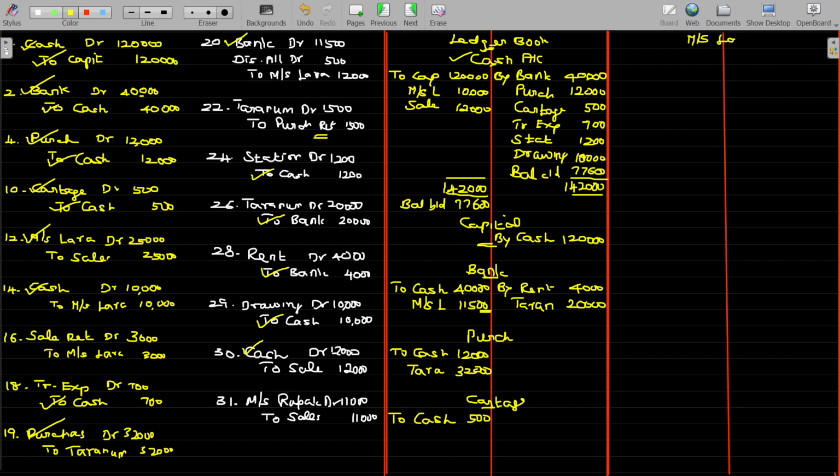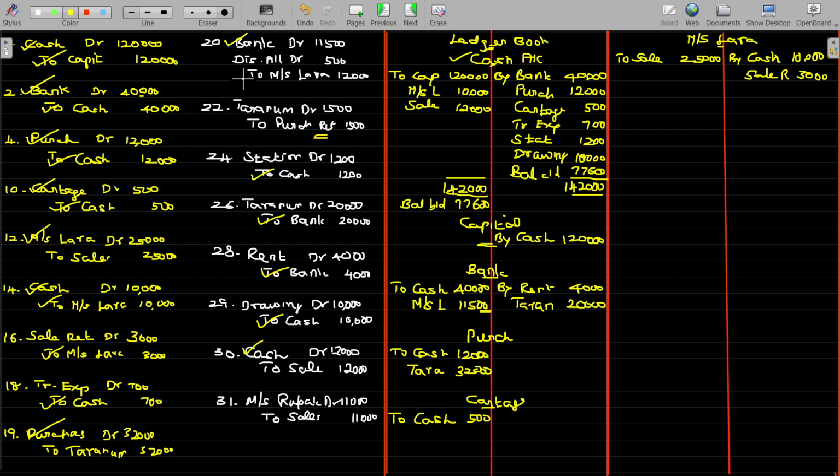Mrs. Lara India. To sales, the value being 25,000. And on 14th, a part of the amount is paid by cash, 10,000 rupees. And 16th, there's a return by sales return, 3,000.